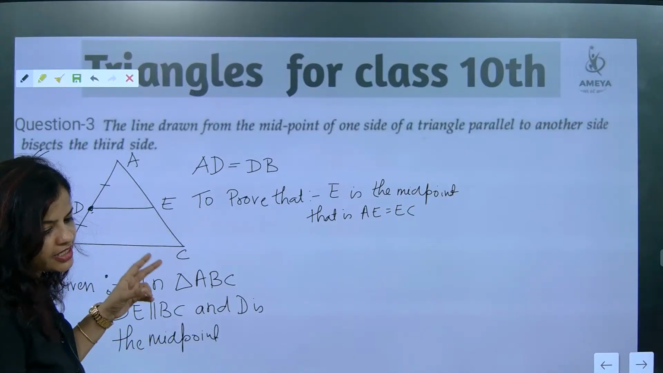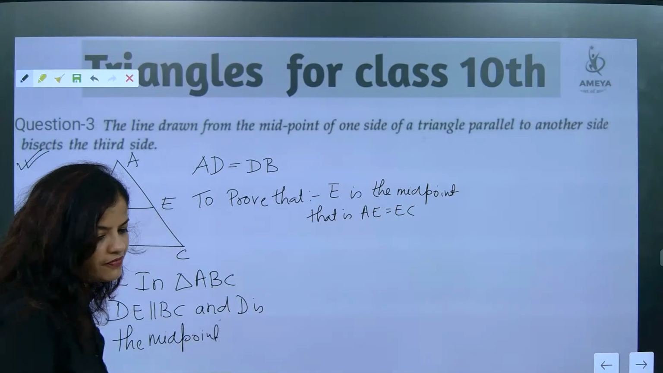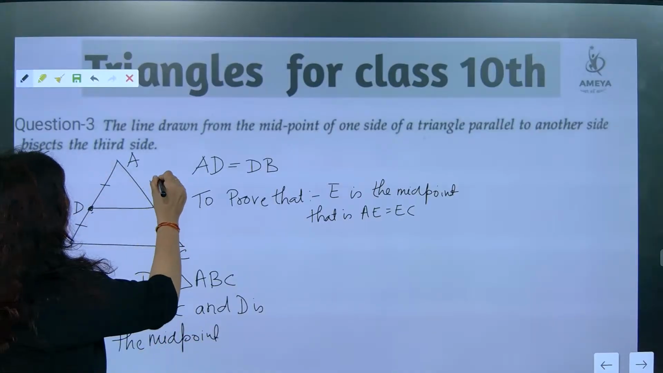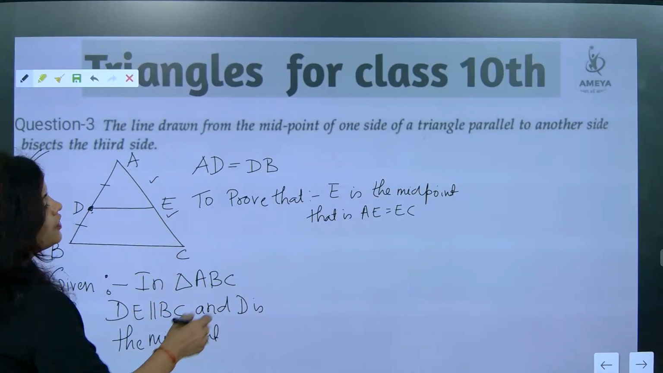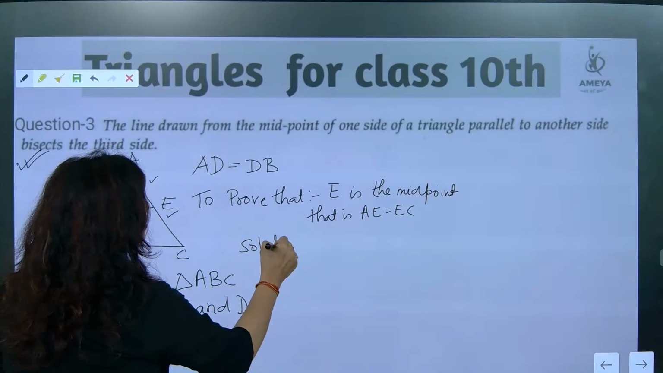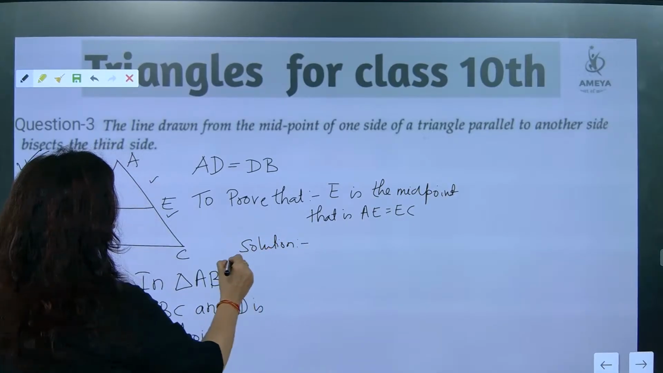Okay, so this is equal to this. Very good. Super, beta. So now this part equal to this part you have to prove. Got it? Now in solution, what we are going to do, beta? In solution section, how we are going to proceed?